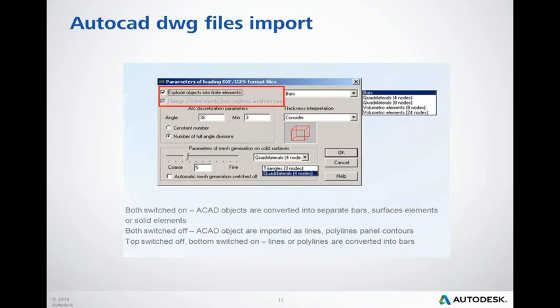On the top part of this window, we can specify how AutoCAD objects can be imported into Robot. If both checkboxes are selected, ACAD objects are converted into separate bars, surfaces, or solid elements. If both of them are switched off, AutoCAD objects are imported as lines, polylines, and contours. If the top is off and the bottom on, lines and polylines are converted into bars.